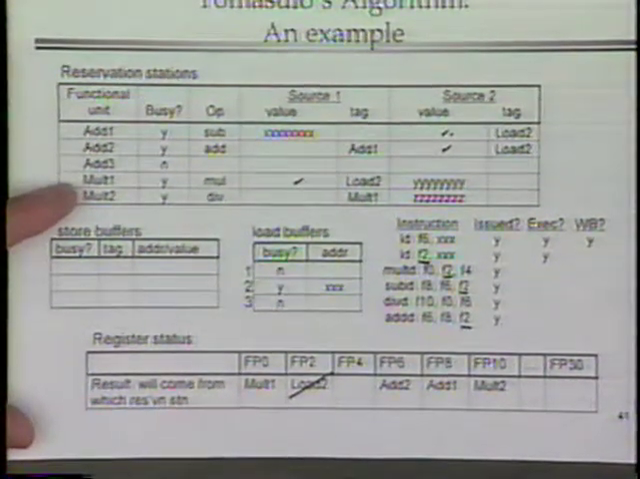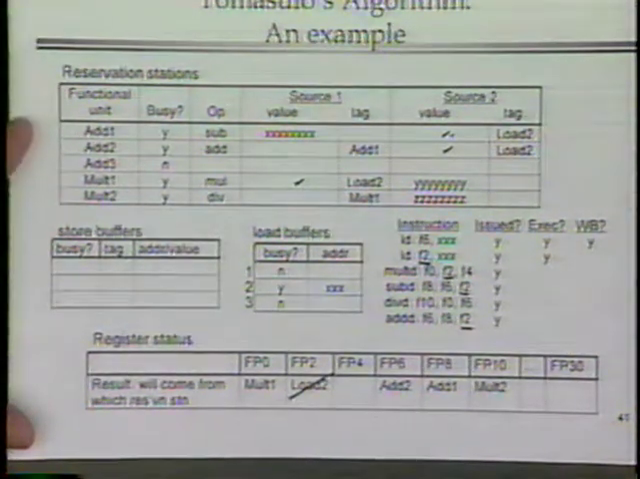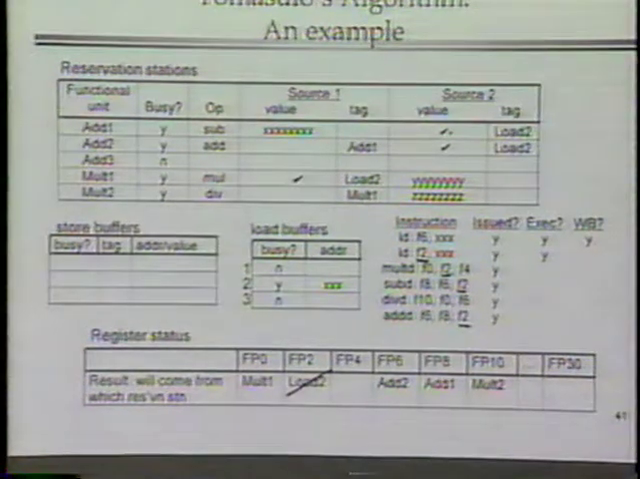And so on. Any questions about how this works? I think it's actually a simpler algorithm in a lot of ways than the scoreboarding algorithm. And in fact, it gains a lot more power because of the ability to get around read after write, write after write, and write after read hazards.